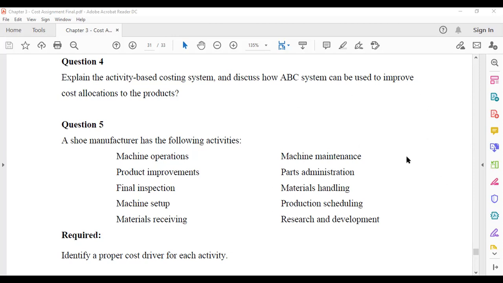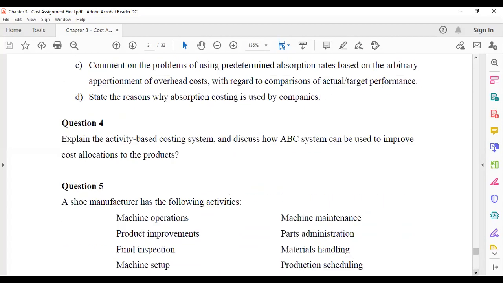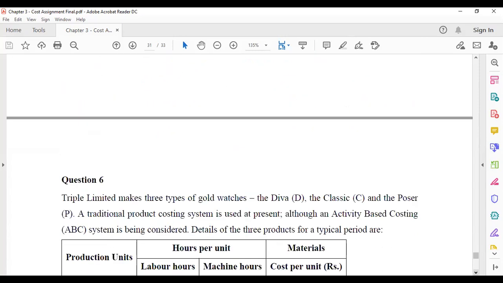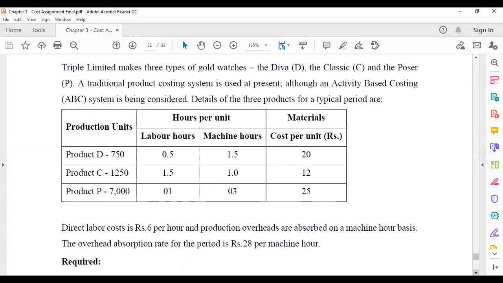Right. So this is what the answer should be. You first explain the background, how this ABC has emerged, then you explain what is ABC, and then you discuss how this ABC improved the cost allocation to the product, right? Okay, so it took us nearly 45 minutes. But I believe that it would have given you some kind of a theoretical understanding of this activity-based costing. So now let's apply that to a question scenario.